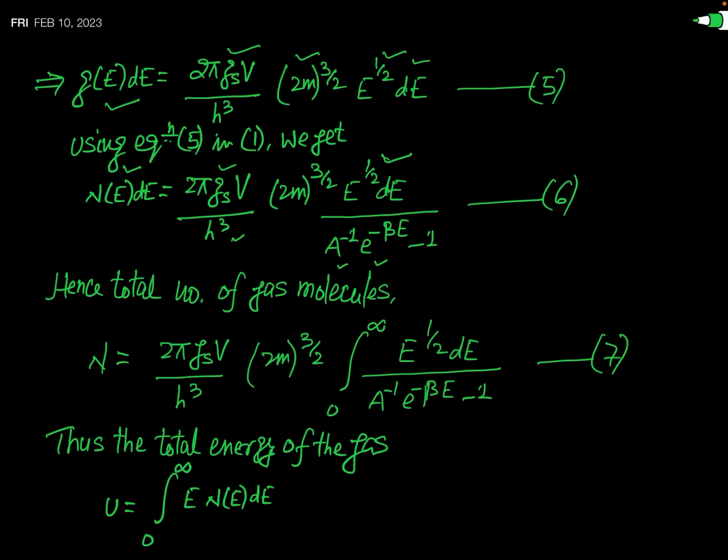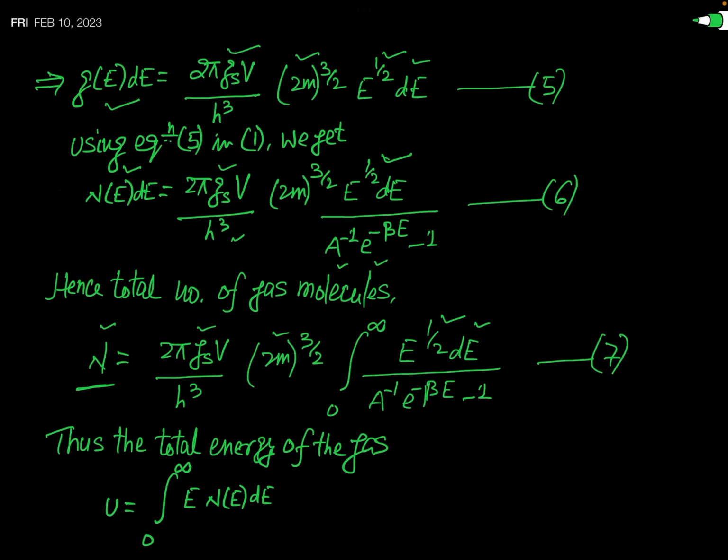So the total number of molecules in the gas, which I have denoted by the symbol N, will be given by 2π g_s V by h cubed times (2m) to the power 3/2, integral 0 to infinity. Here energy lies between 0 and infinity. It is kinetic energy; this is actually a classical fact. E to the power half dE divided by A to the power minus 1 e to the power minus βE minus 1. This is the total number of molecules.